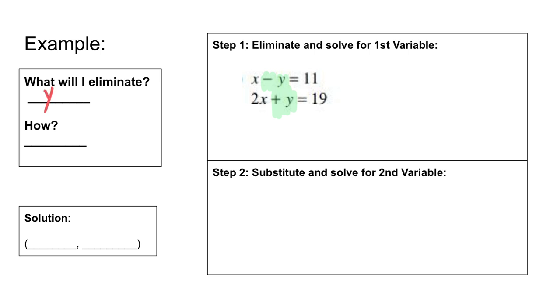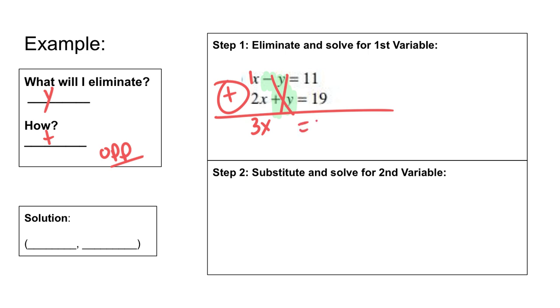And so because I have opposites, negative and positive, when we have opposites, we're going to add to do our elimination. So I'm going to add everything straight down. Remember, an x by itself is a 1. So 1 plus 2 makes 3x. Negative y plus y becomes 0. 11 plus 19 is 30. And then we can finish this out by dividing both sides by 3. So that means that x equals 10.